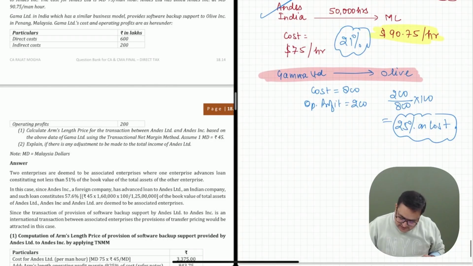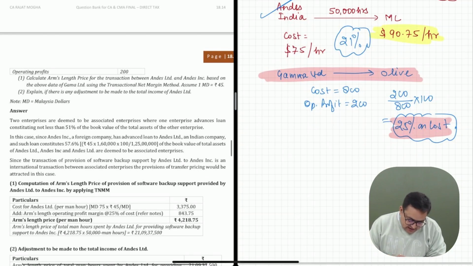Can you see? Others are charging actually 25%, which is the correct one. This is the correct one. So this is not correct. So what we will take, we will add 25% on our cost. And if there is any functional difference, we will adjust that also.